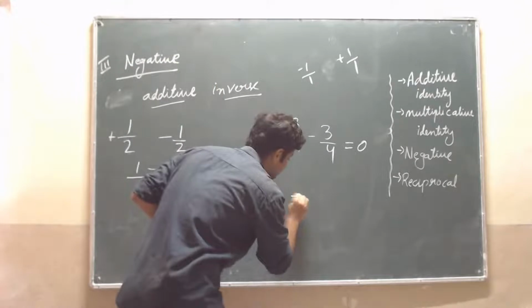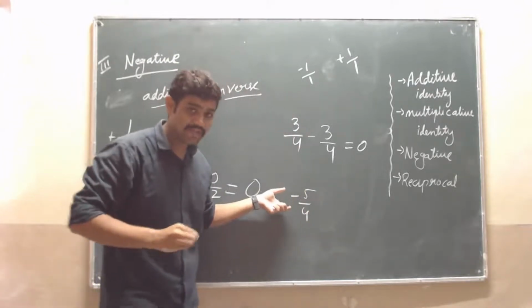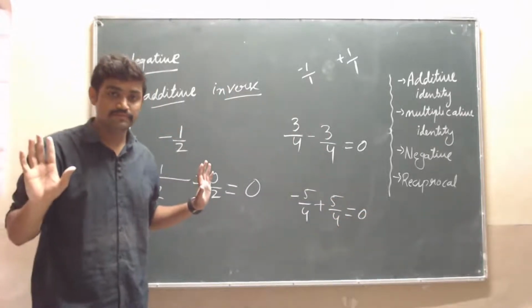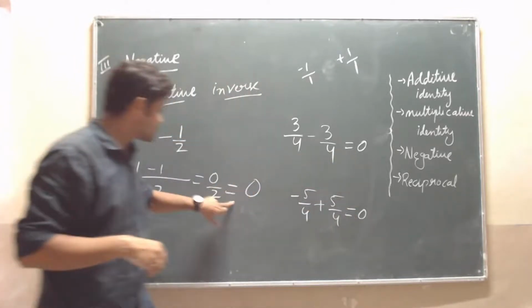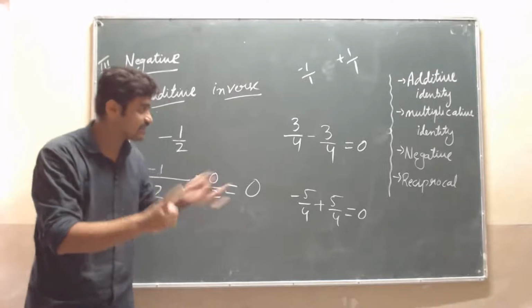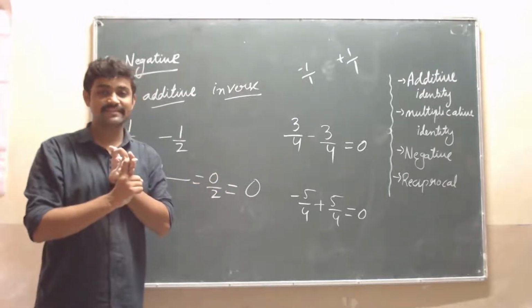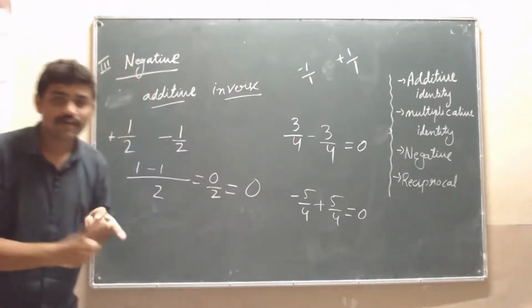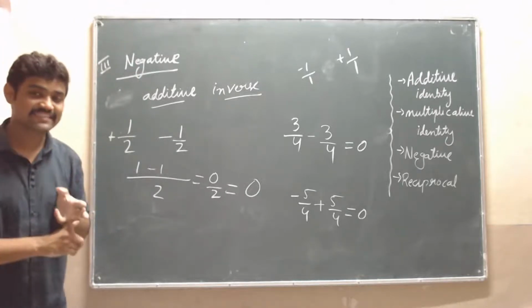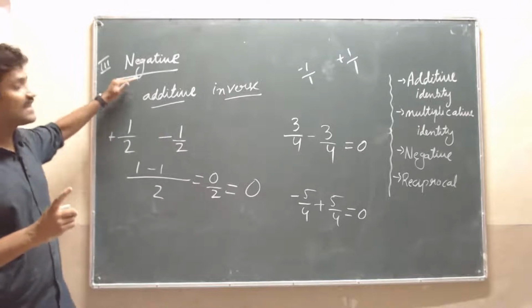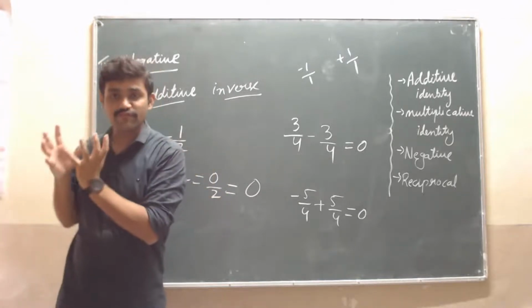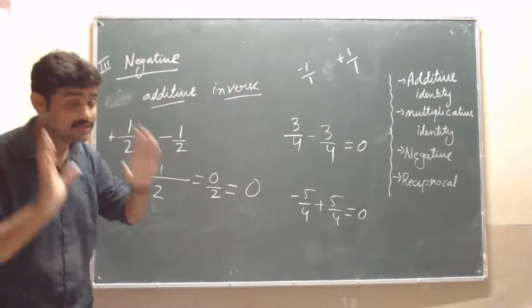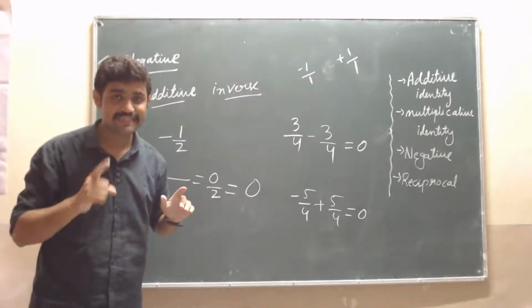Then one more example we have taken, that is minus 5 by 4. What is the negative of minus 5 by 4? That is plus 5 by 4. What is the answer? 0. Then 0 is the answer for natural numbers, integers, as well as rational numbers. That's why the additive inverse will be 0 for natural numbers, integers, as well as rational numbers. Easy to do: if it is in a positive state, we change it to negative, and negative to positive. This is about the negative, also called the additive inverse.